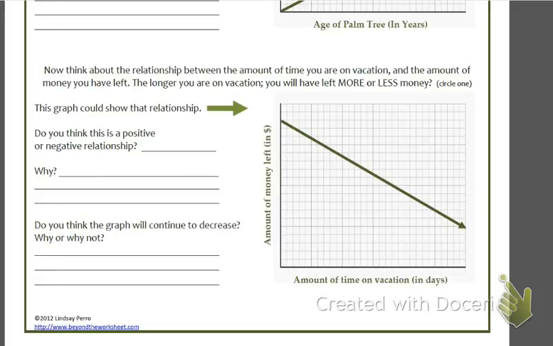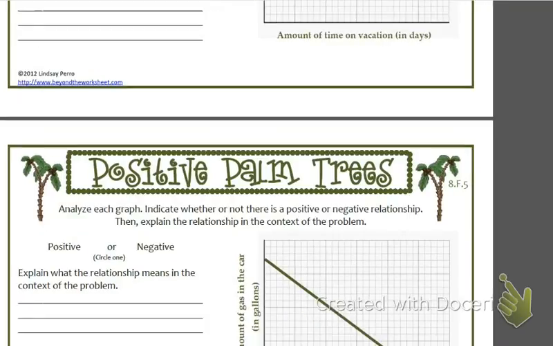Now, again, this next question, do you think the graph will continue to decrease? Is it going to go down and down and down forever? No, you're eventually going to run out of money and you're not going to have any money left. So eventually it's going to hit 0. So you can talk about those things on it. Okay, going to the next page.